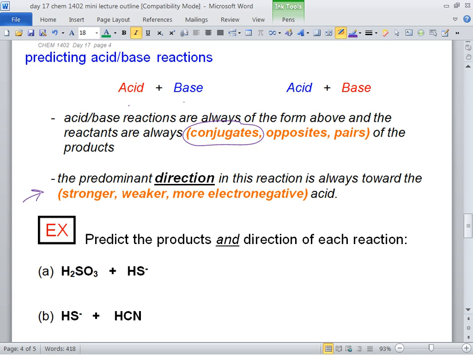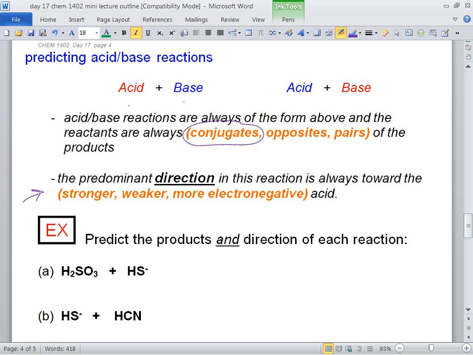It's the predominant direction. And this reaction is always bound towards the blank acid. Which one are you going to have the most of? Because you're going to have an acid on both sides. You could do the same argument for the base, but it's just easier to pick one. So we're going to do acid.